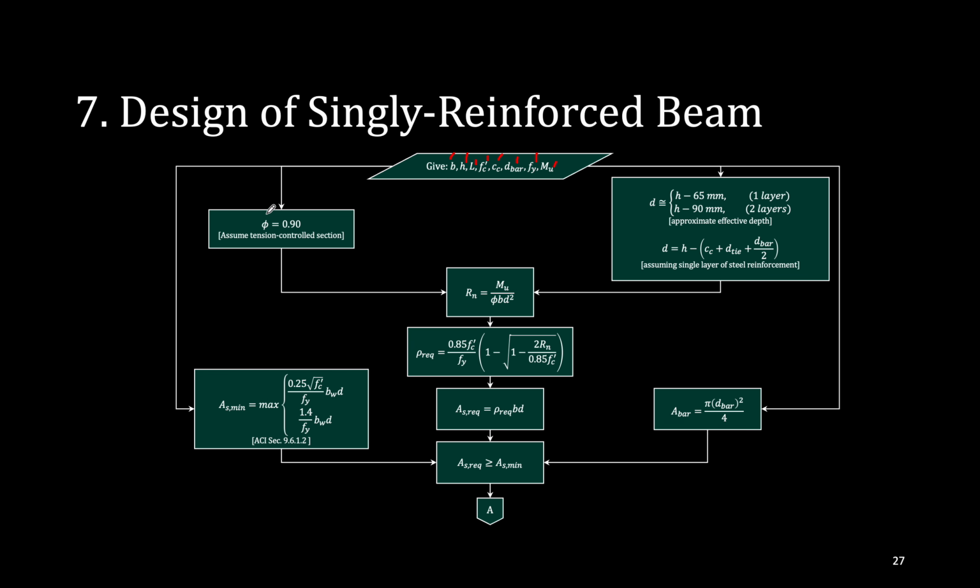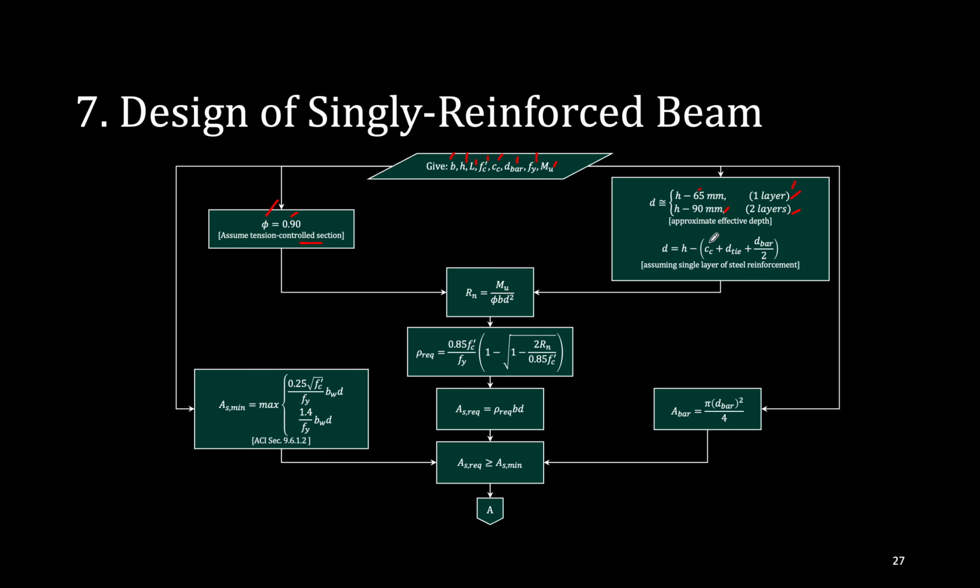So first is yung strength reduction factor natin. So we are assuming here na tension controlled yung section. So therefore yung phi is equivalent to 0.9. After that, if hindi given yung effective depth ng beam, we can approximate it using these two equations. For single layer, H minus 65 millimeters lang. Kung double layer naman, H minus 90 millimeters.